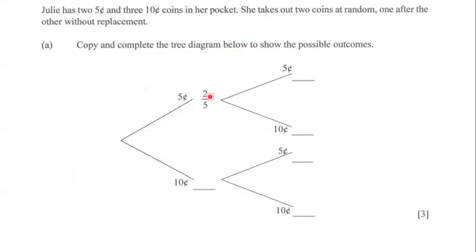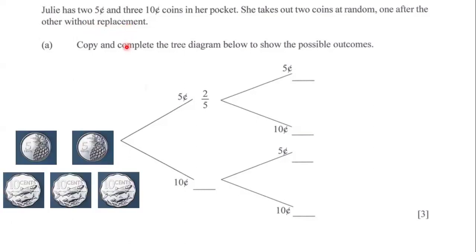And so here we have this tree diagram, and our goal is to complete it in order to show the possible outcomes. Now, it's important to note that she takes one after the other without replacement. So when she takes out one, she doesn't replace it back. And so what does she have in her pocket? Well, it says that she has 2 5-cent and 3 10-cent coins.